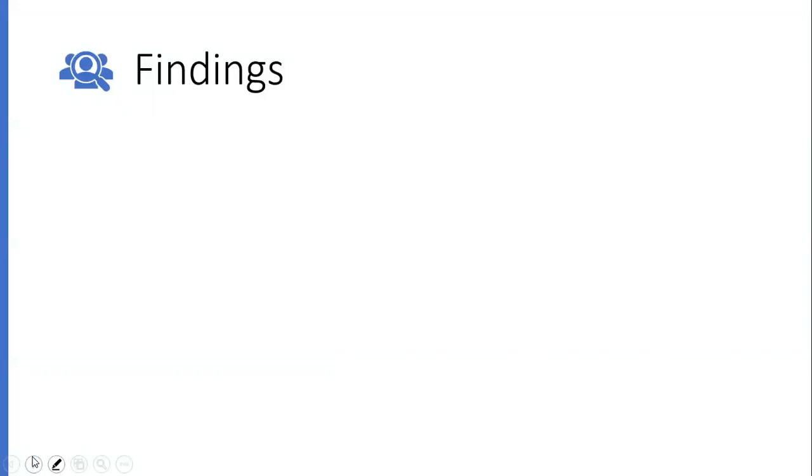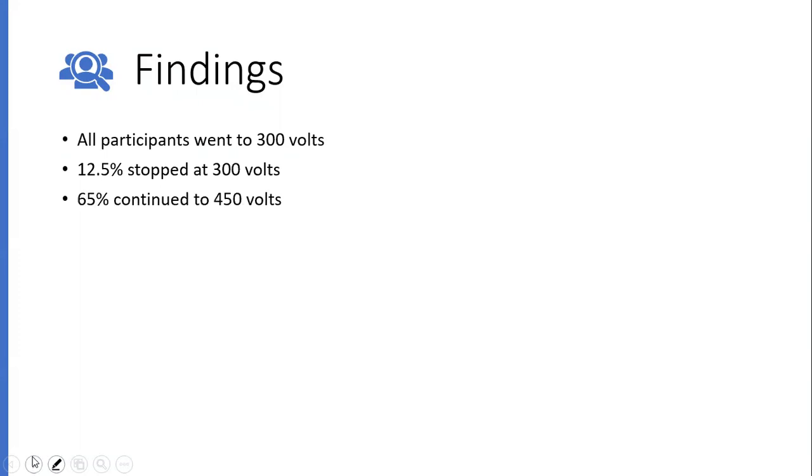So what did they find? They found that all 40 participants went up to 300 volts. After that, it dropped down to 12.5%, sorry, got that a wee bit wrong there. At 300 volts, 12.5% of participants, that was about 5 participants, didn't go any further. They refused to go any further. However, 65% continued up to 450 volts. Now, that was quite a severe percentage of participants. Actually, 65% went all the way to 450 volts.